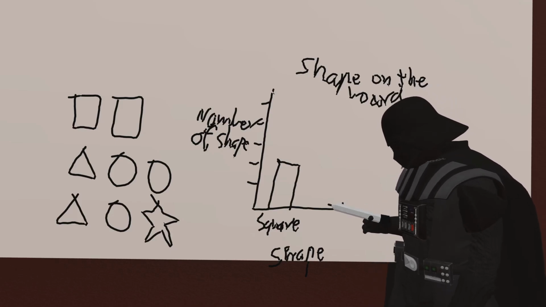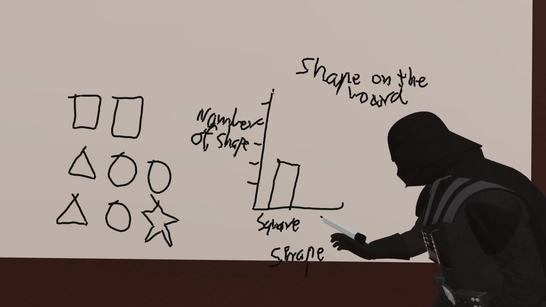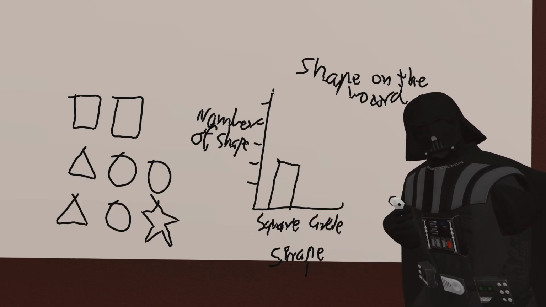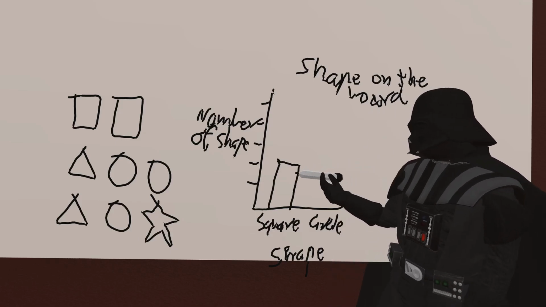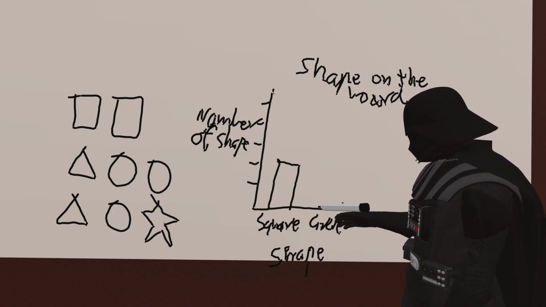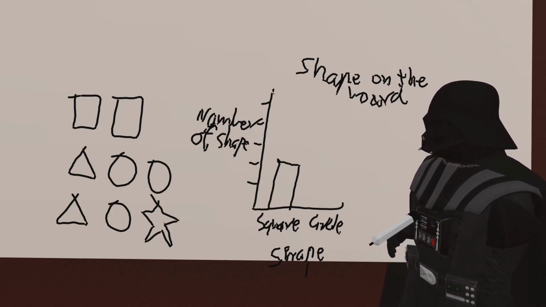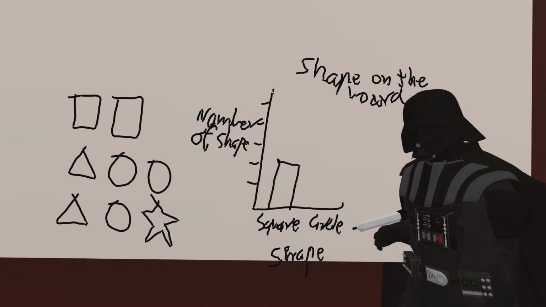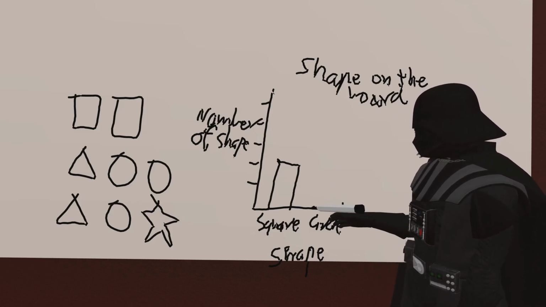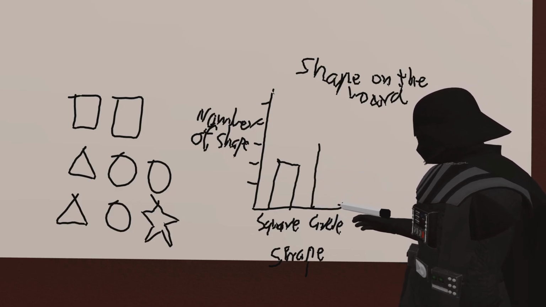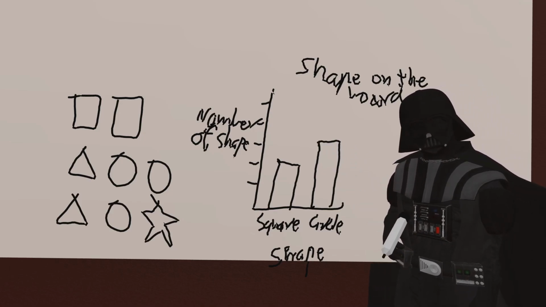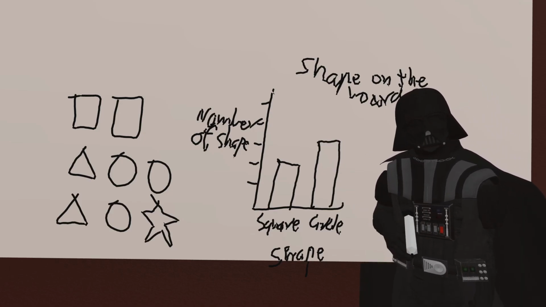The next one is a circle. Let's draw this here. So a circle. Now, when you're doing a column graph, you need to make sure that things are spaced out. So we don't want them touching each other. So the circle. How many circles have we got? We have 3 circles. So let's draw a bar that is 3 high. So you can read and quite easily see that it's 3 high.